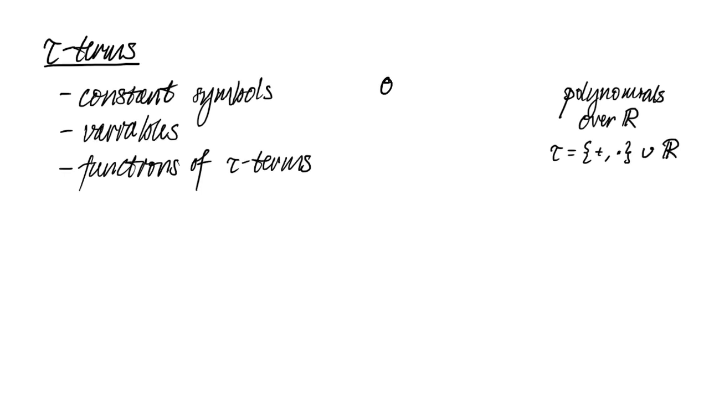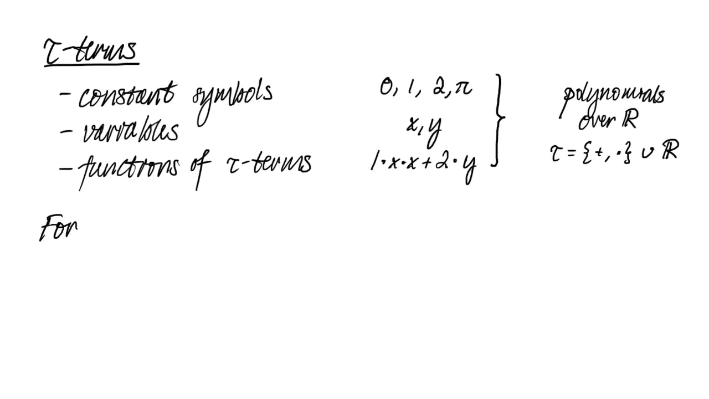Here, constant symbols in tau terms include any arbitrary constant, 0, 1, 2, pi, e, the gravitational constant g, and so on. Variables such as x and y are also contained in tau terms. We usually use x, y, z, etc. for polynomials, but they can really be any arbitrary letter or symbol. Last are functions. These are any combination of functions from tau terms applied to tau terms. All real polynomials are just combinations of addition and multiplication applied to real coefficients and variables.